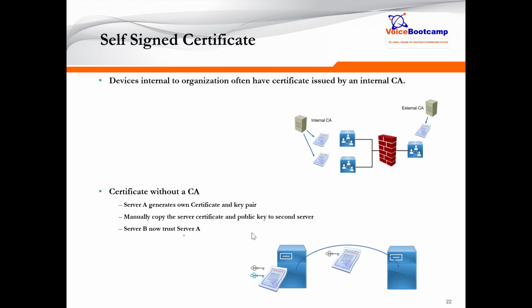Then you have a self-signed certificate. Every time you install a server, it often installs its own self-signed certificate, which is basically a device-internal certificate issued by the internal CA. With a certificate without a CA, for example, server A will generate its own certificate and key pair, and you manually copy the server certificate and the public key to the second server. Server B now trusts server A, for example. However, it does not necessarily mean that server A trusts server B though. So you have to do the reverse as well.